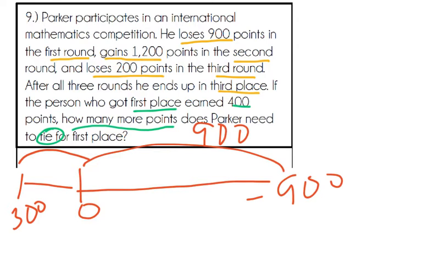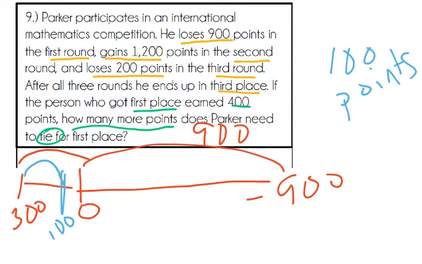Okay, I'm back. So now in the second round, he's up here at positive 300. Then it tells us he loses 200 points in the third round. So he's got to go back. I'm going to change to blue. Back 200 points. That means 300 minus 200. He's going to end up at 100. So Parker finishes at 100 points. Positive. See how the number line kind of helps you slide back and forth?